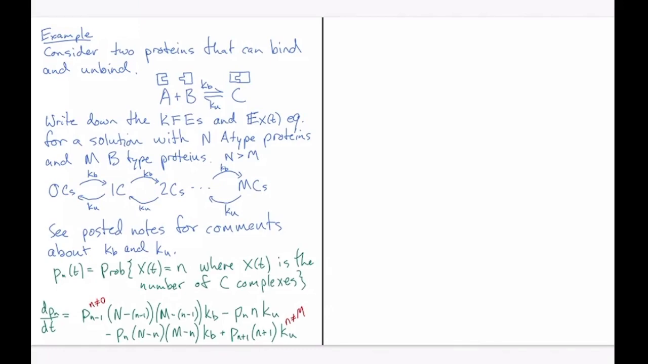And this is what we're going to continue doing through the term. Actually, we're not going to write down the Pn equations. We're going to jump straight to the y equations. And so what is the equation here for y? Well, y is the sum, in this case, from n equals 0 to M of n times Pn. And when we take a derivative, we get the sum from n equals 0 to M of n Pn prime.